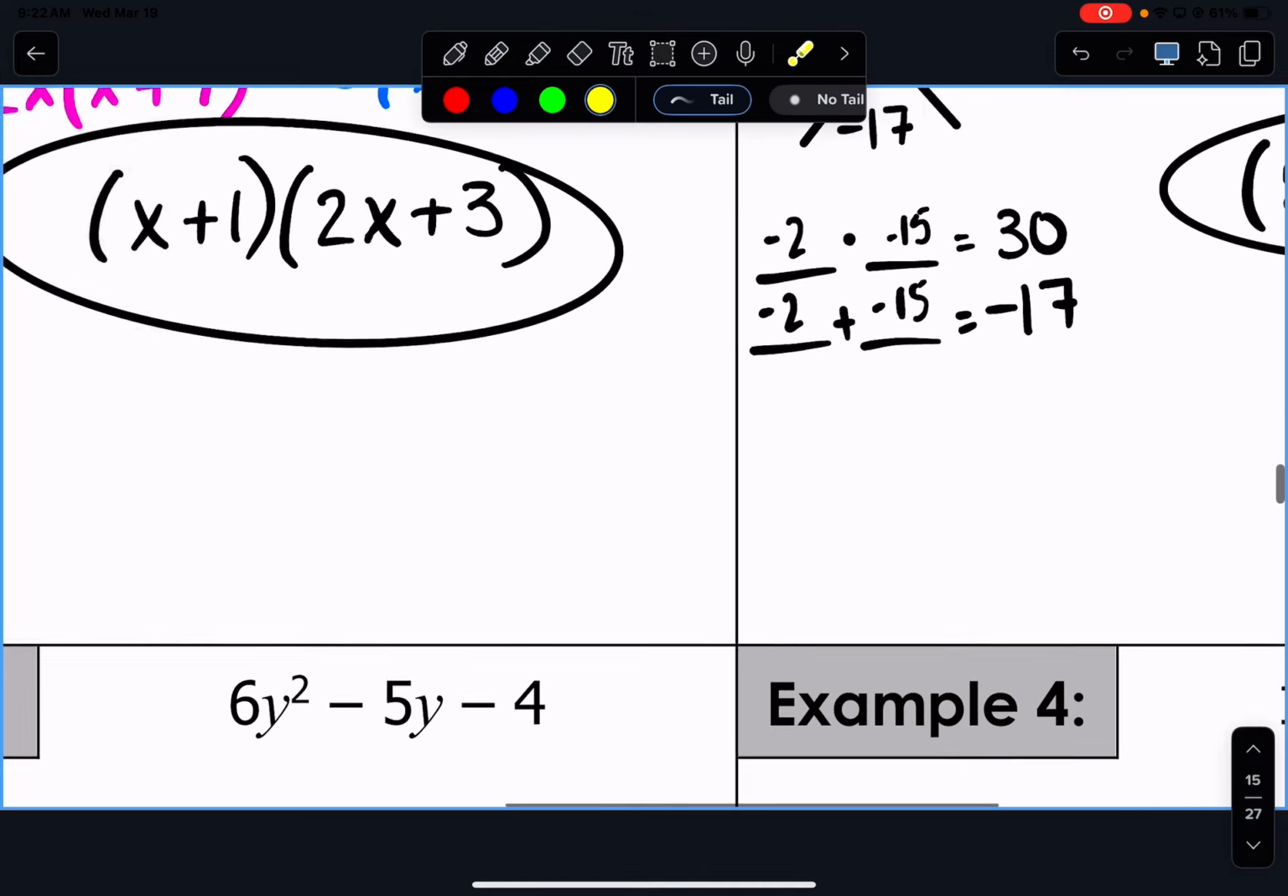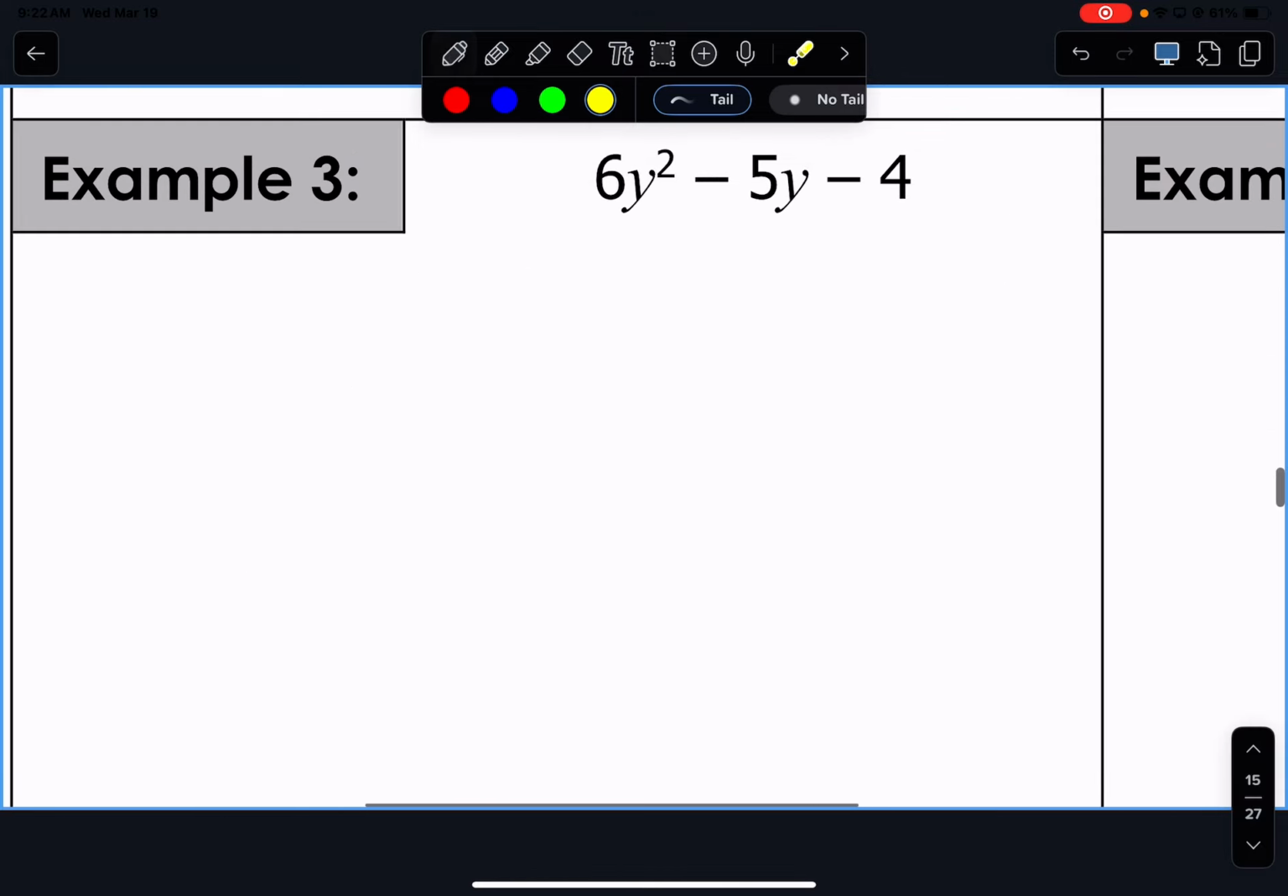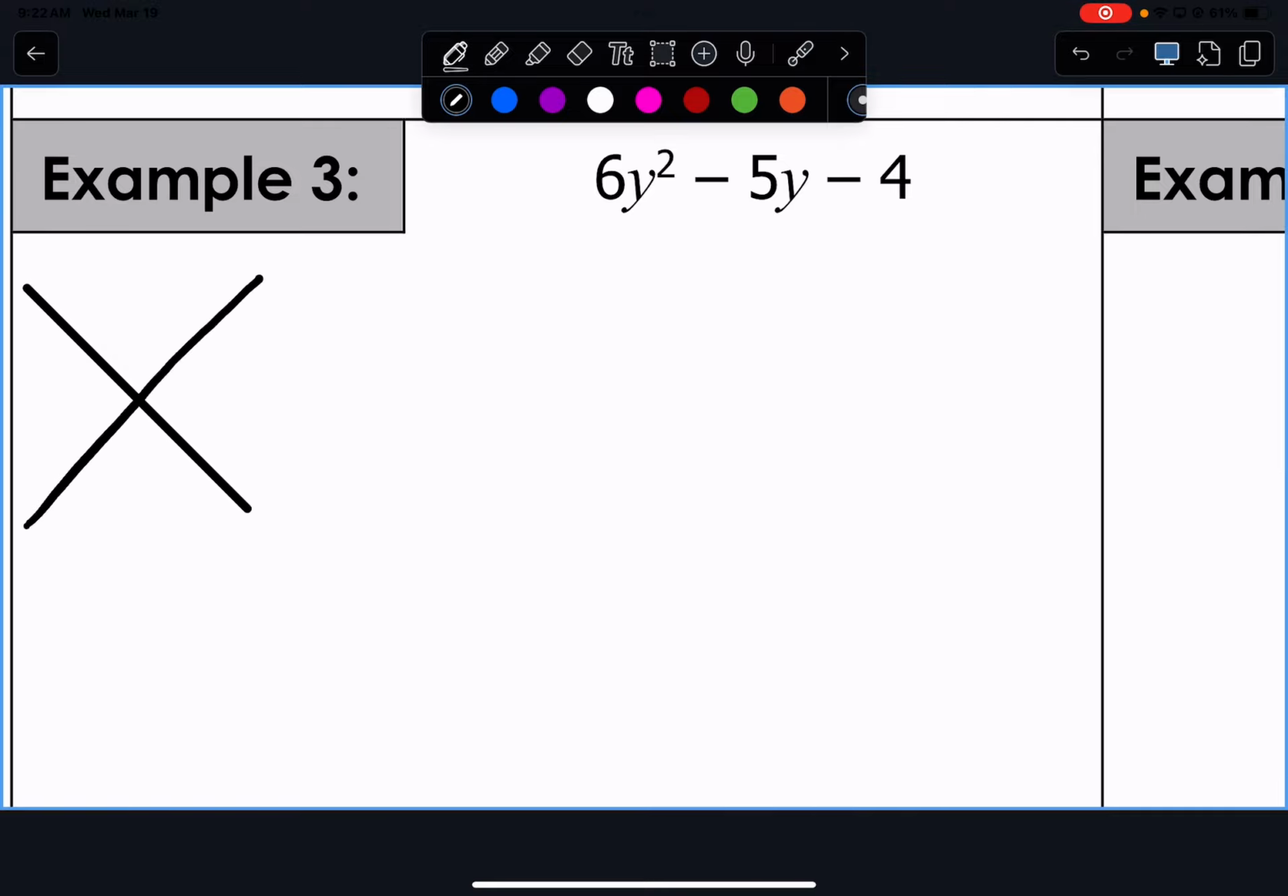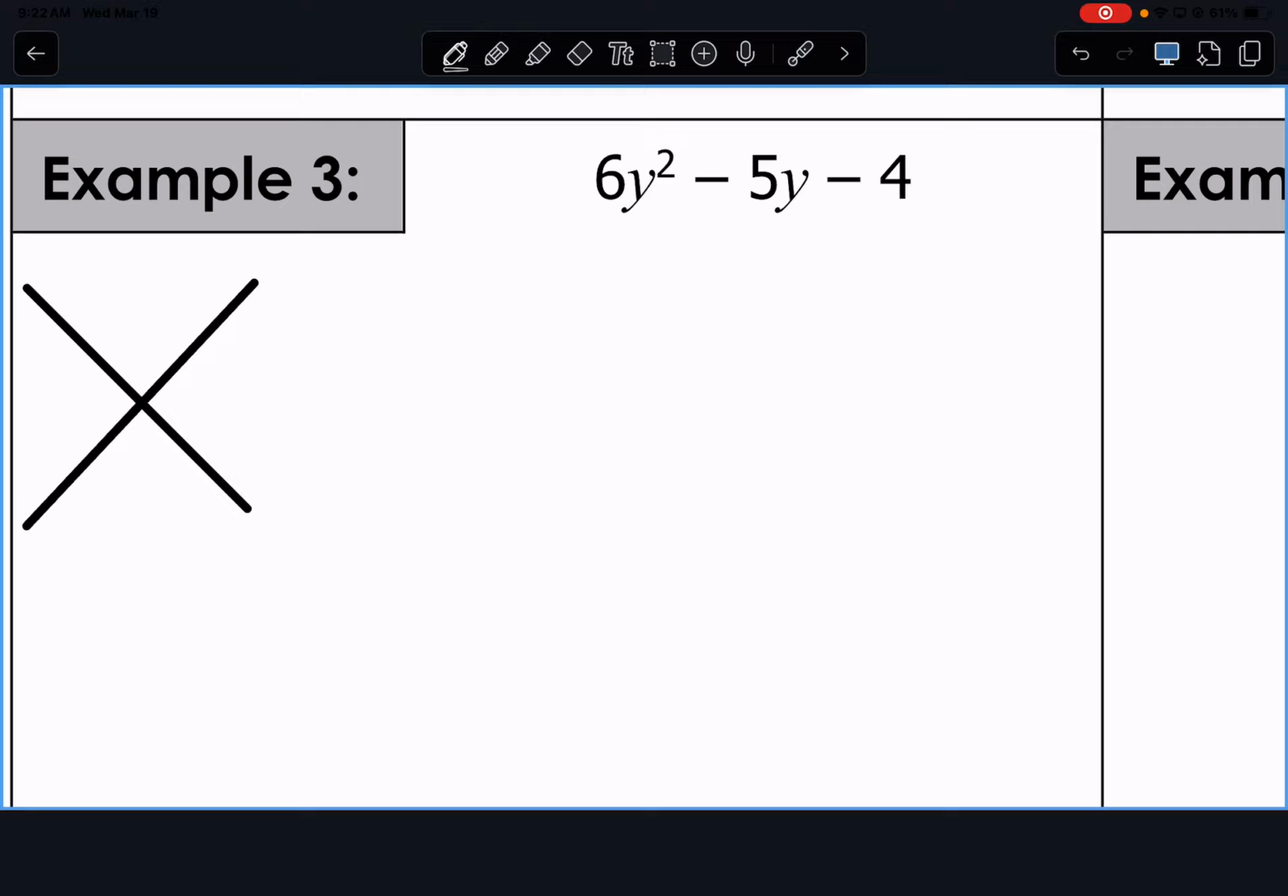All right, for number 3, what is A? 6. What is C? Negative 4. What is A times C then? Negative 24. What is our B? To multiply and get a negative number, what signs do we need? A positive and a negative. Negative and a positive. The order does not matter.